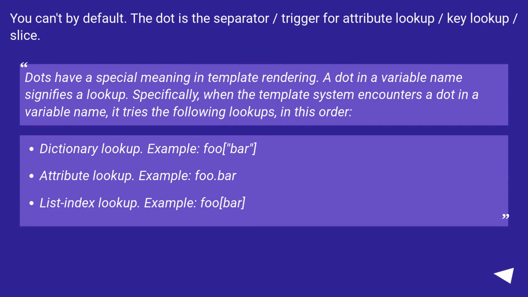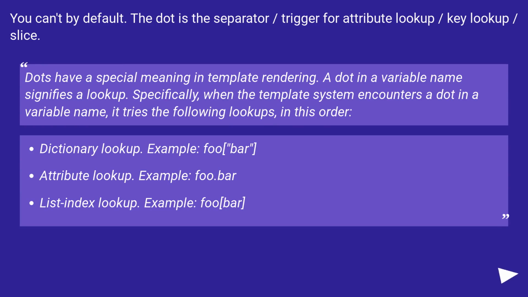You can't by default. The dot is the separator, the trigger for attribute lookup, key lookup, slice. Dots have a special meaning in template rendering. A dot in a variable name signifies a lookup.